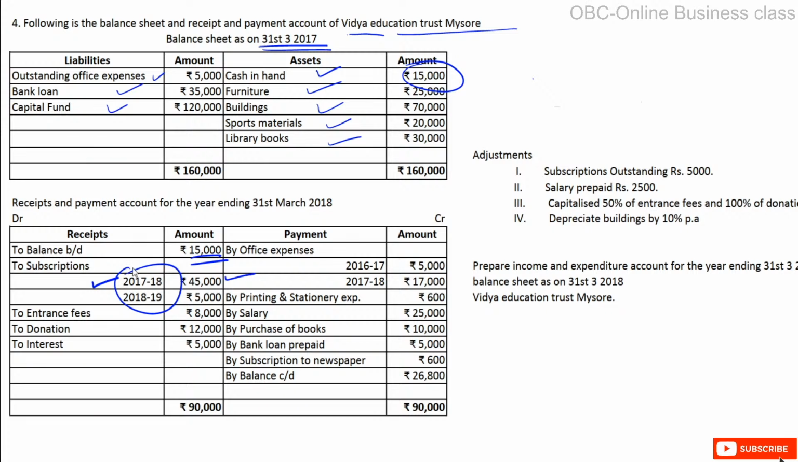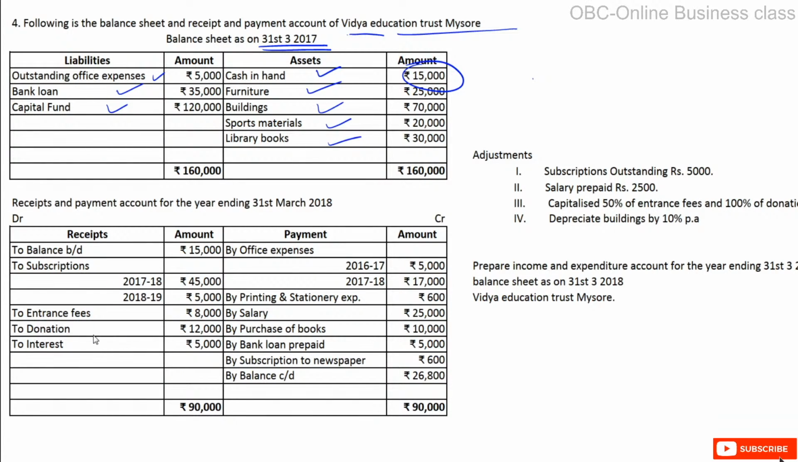If they give previous year subscription, saying subscription 16-17 like 2,000 rupees, you should not consider it anywhere because its effect is already taken in the last year's balance sheet. That's why we are not going to consider that 2,000 if there was one. So now 45,000 you will be considering in the income and expenditure account, and 18-19 will go to the balance sheet, nothing else. Okay, next is entrance fees. Entrance fees we'll post as it is because we don't have any adjustment for entrance fees.